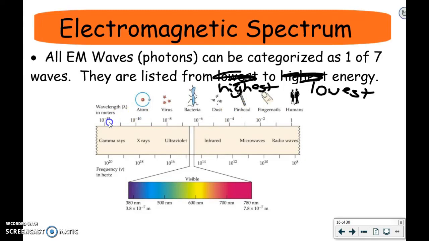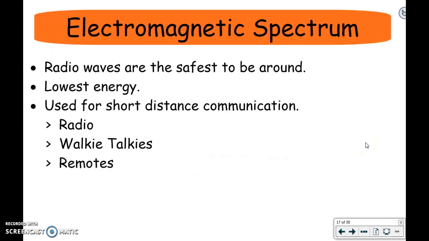And remember, all these lights here in the vacuum of space travel at the speed of light, which is 3 times 10 to the 8 meters per second. They all go that fast. So we're going to start off by talking about radio waves.